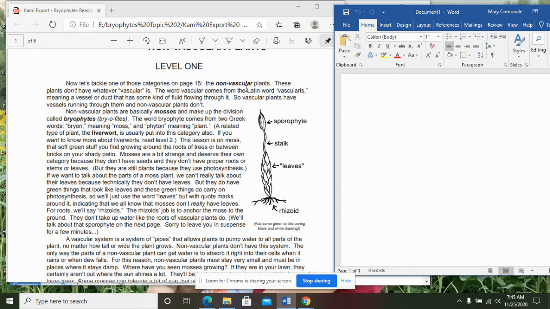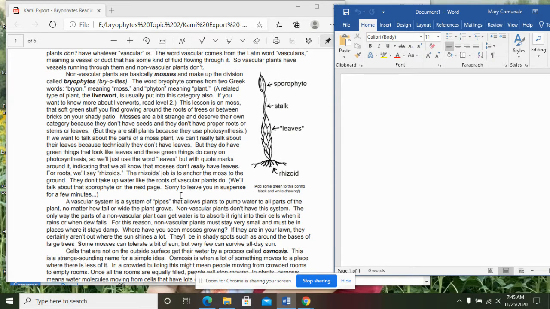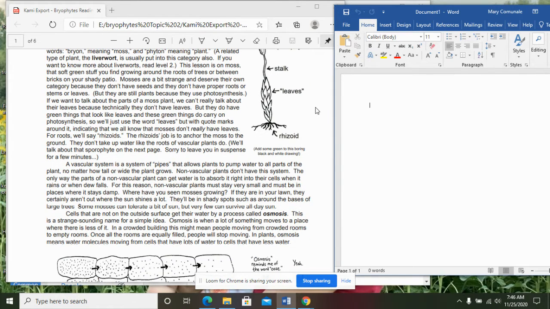If we want to talk about the parts of a moss plant, we really can't talk about their leaves because technically they don't have leaves. But they do have green things that look like leaves. And these green things do carry on photosynthesis, so we'll just use the word leaves, but with quote marks around it indicating that we know that mosses don't really have leaves. For roots, we'll say rhizoids. The rhizoid's job is to anchor the moss to the ground. They don't take up water like the roots of a vascular plant do. We'll talk about the sporophyte on the next page. Sorry to leave you in suspense for a few minutes.